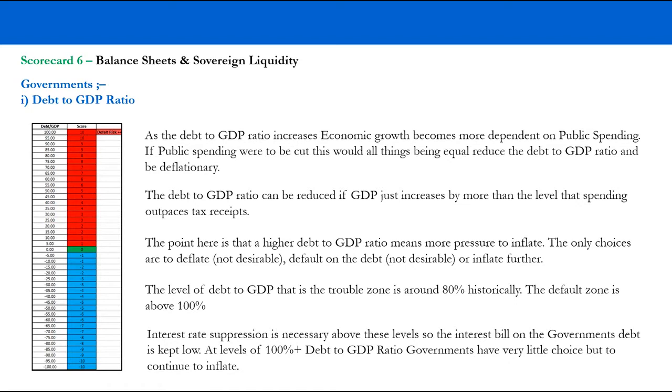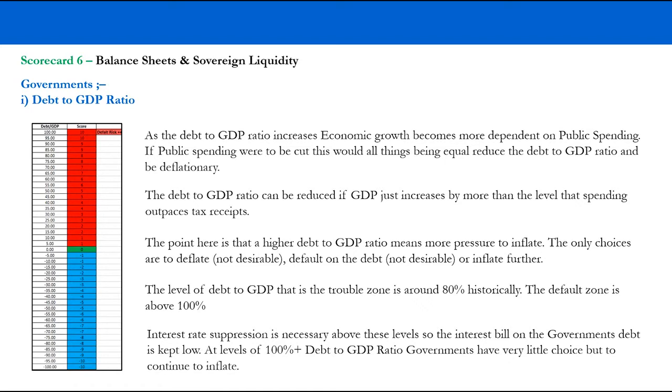The other option is to default on the debt that's already outstanding, and what we mean by default is not paying the interest on that debt and writing the debt off, so cancelling the debt. This is not desirable, especially for a country like the United States, because a default would mean the credit rating gets cut drastically, and then they may not be able to borrow on the terms that they want to borrow in the future, or borrow at all. And the last option is to simply inflate further.